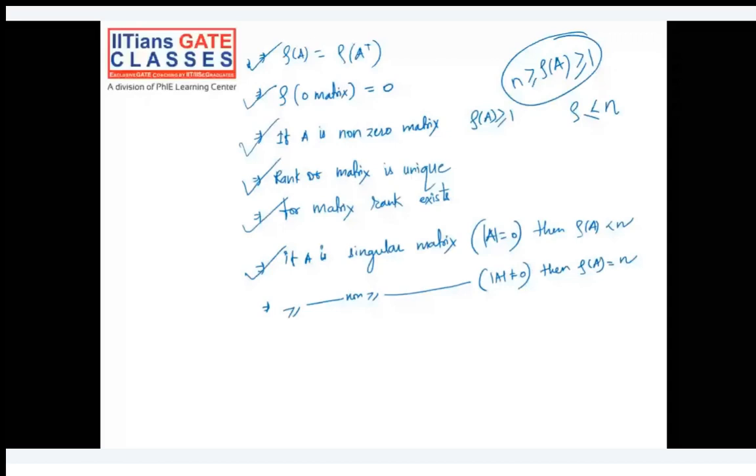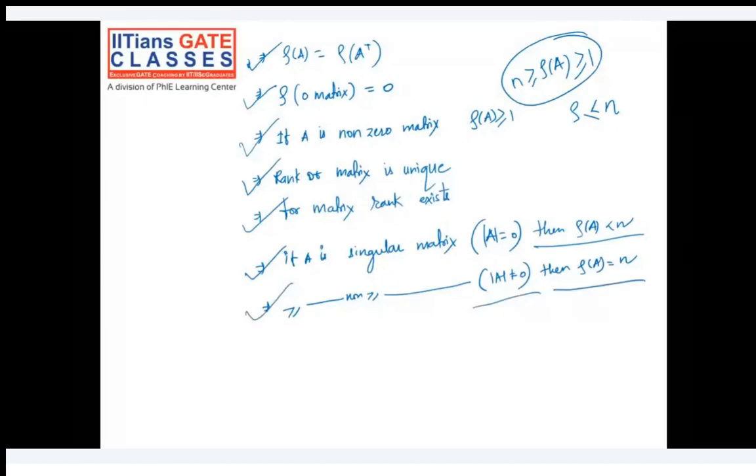If you calculate the determinant and it is 0, it's clear that the rank is not equal to n. It's less than n. If the determinant is non-zero, it's clear that the rank will be equal to the size of the matrix. Clear? I hope you are ready for questions now.